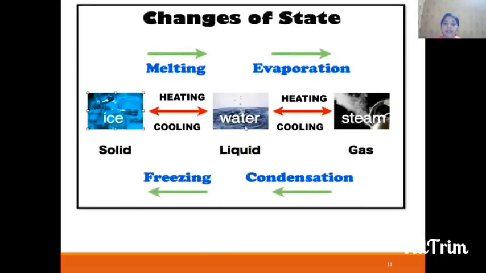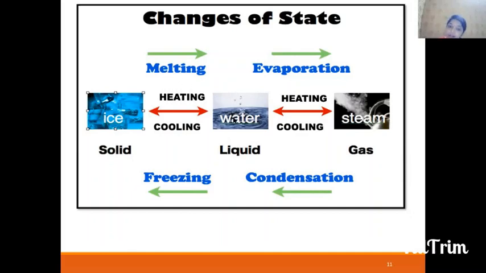Children, see here, water. Here I have given a short recap of the different processes we have discussed today. What are the processes we discussed today? Melting, freezing, evaporation, condensation. Have a look: when the solid is heated, it changes into water. Here I have given the example of water. When the ice is heated, it changes into water. So the process is called melting.